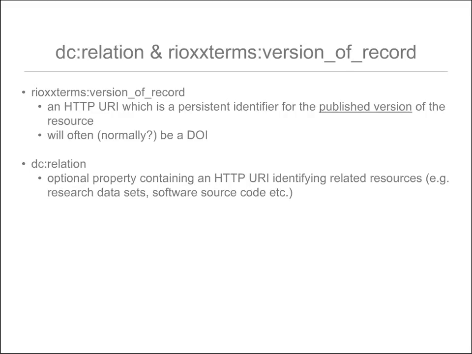And DC relation, which is a property which can contain multiple values, is the place to, again, put HTTP URIs which identify related resources. We decided to do nothing about attempting to characterize those resources. That was outside of the requirement of the use case that we were solving, but having some place to at least link to those resources was considered to be desirable by the sponsors, so that's what we've done there. Again, reusing terms from Dublin Core.